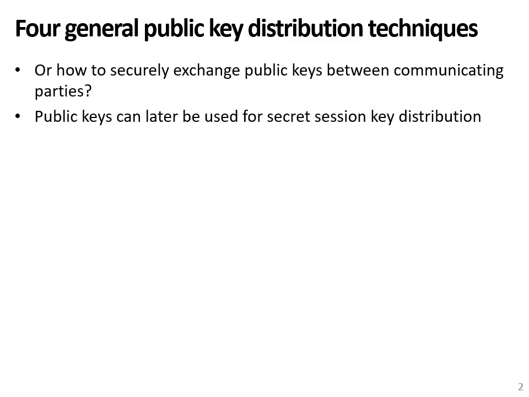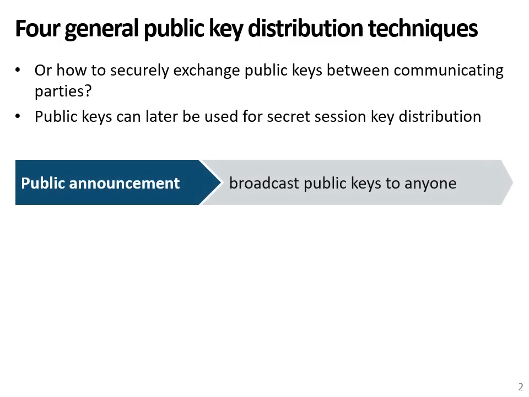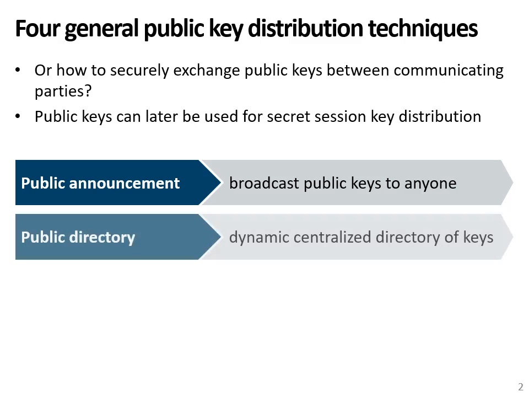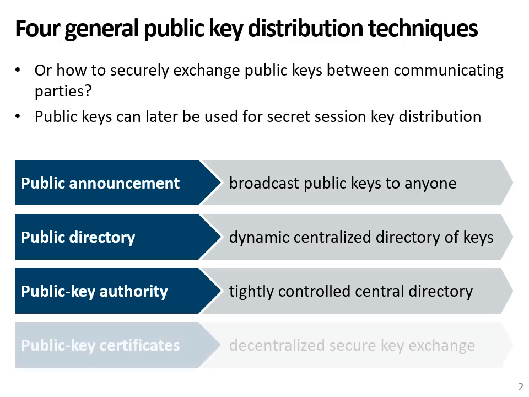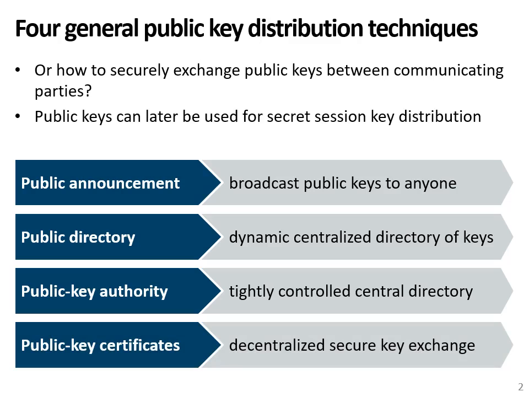There are four main methods that can be used to distribute public keys. The first one is public announcement. It's very straightforward, and the party that wants to share its public key basically just broadcasts it to others. The second one is a public directory. Here, a centralized directory is maintained where anyone can upload their public key. The third one is a public key authority, which is like a central directory but tightly controlled by a trusted third party. Finally, the fourth method are public key certificates, which are a decentralized way of secure public key exchange.